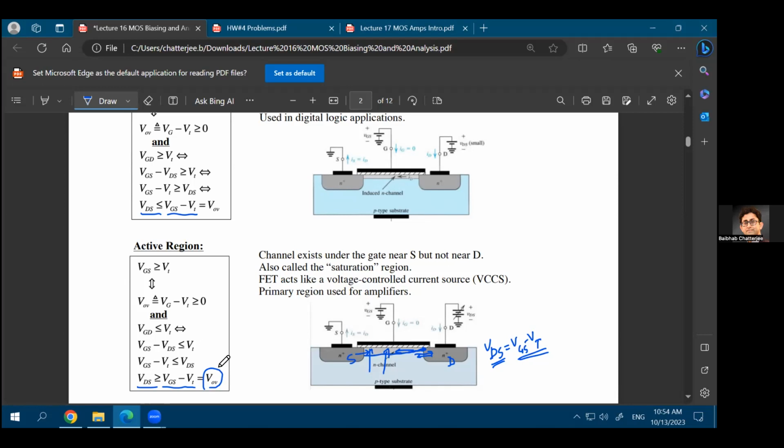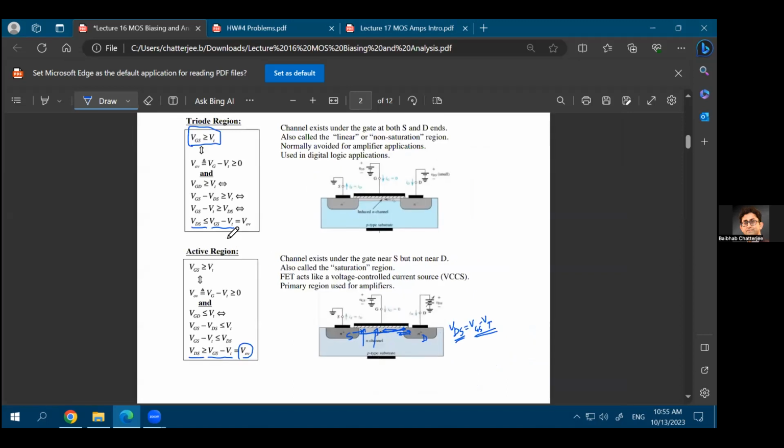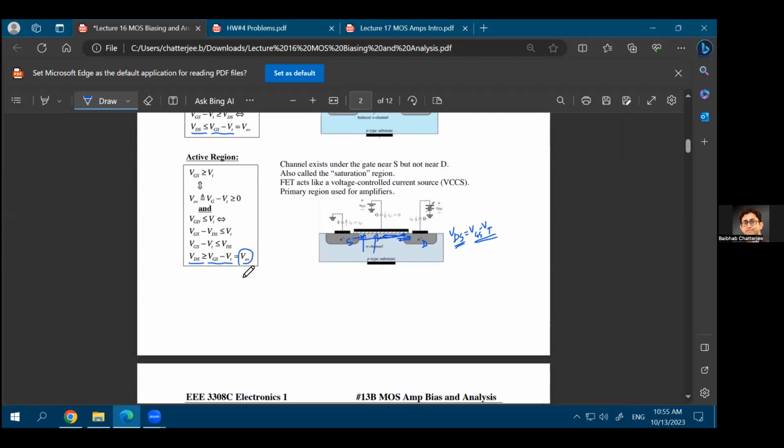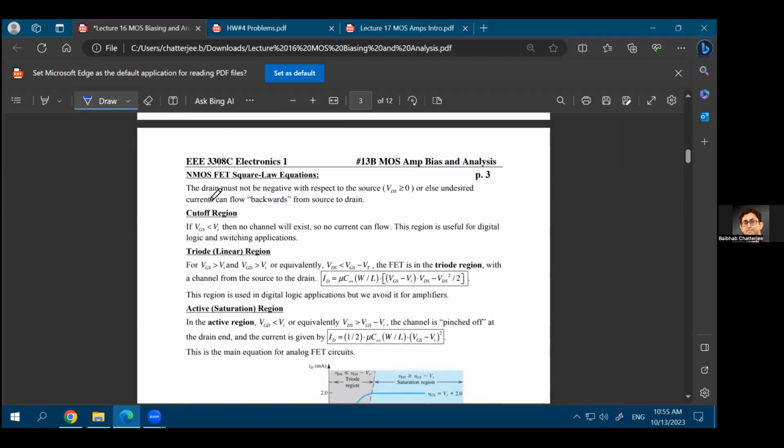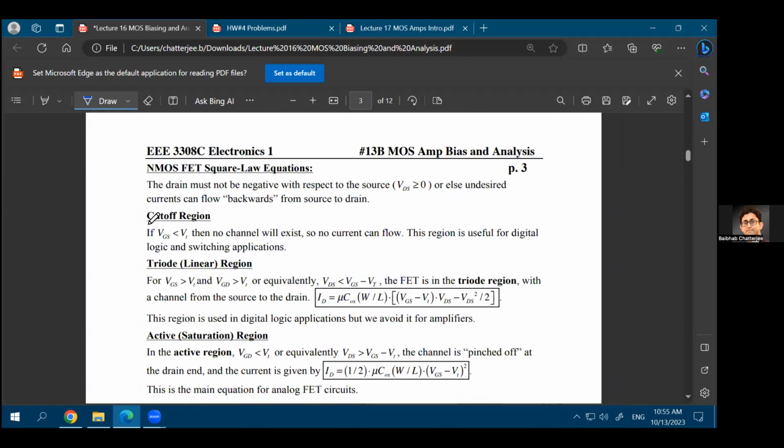And that will be evident when you look at the equations of triode and saturation regions. Again, these are some things that I'm just repeating. We have already discussed these things in the previous lecture, but I'm repeating this so that you remember better. So the definition of the regions, once again: cutoff region or subthreshold region, that is when your VGS is less than VT. Then no channel will exist, and ideally no current can flow.